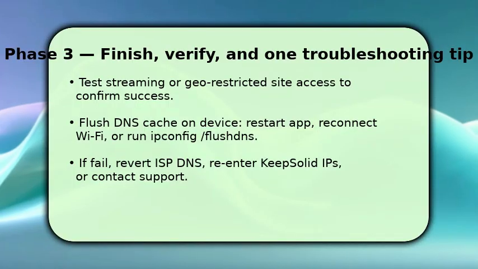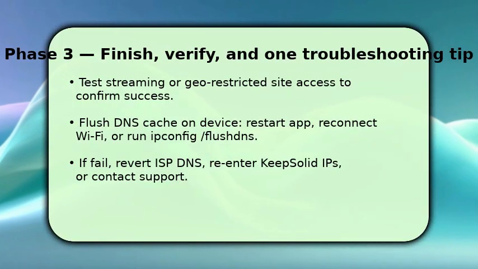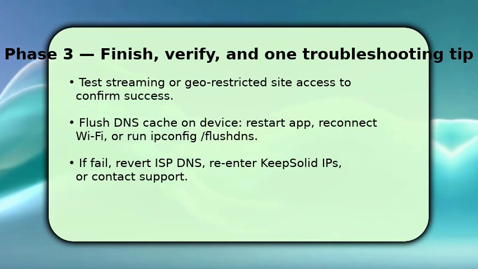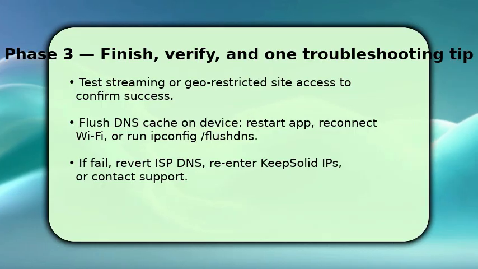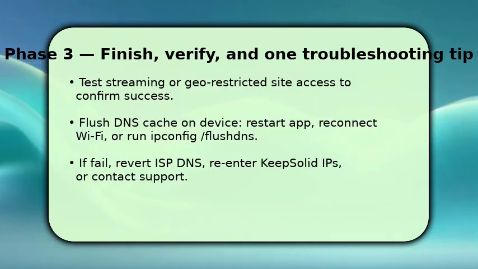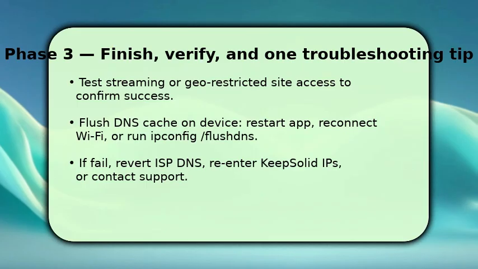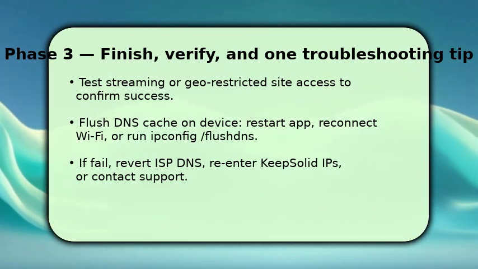If streaming or sites still block you, flush the DNS cache on the device, restart the app or the device itself, or run ipconfig /flushdns on Windows. Make sure no VPN is active and that the router firmware supports custom DNS. If issues persist, temporarily revert to ISP DNS and re-enter the Keepsolid addresses step by step, checking for typos. Then contact Keepsolid support with your account and device details for help.